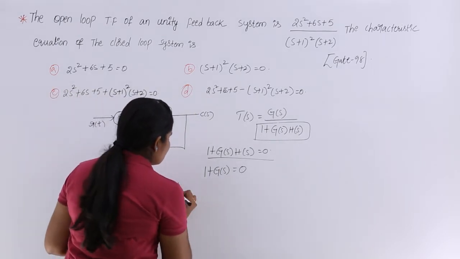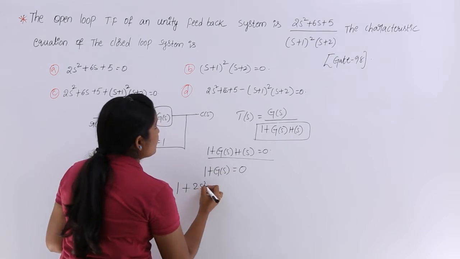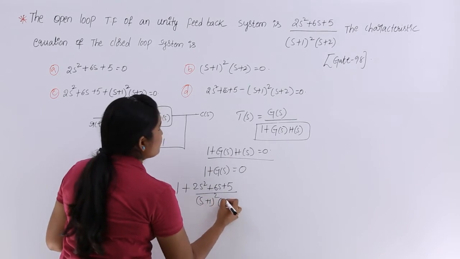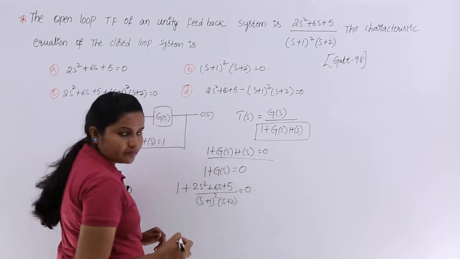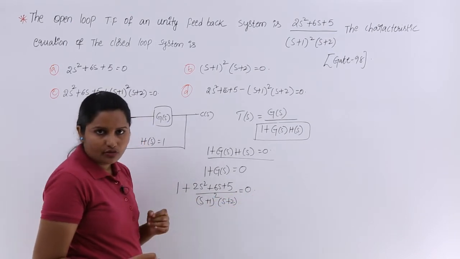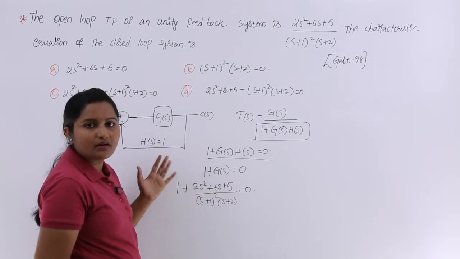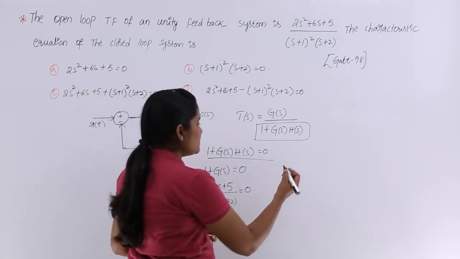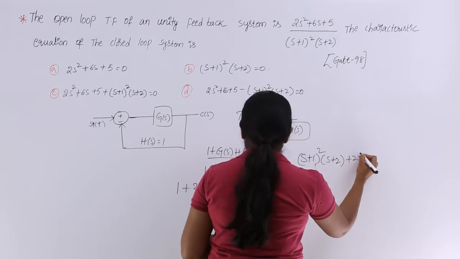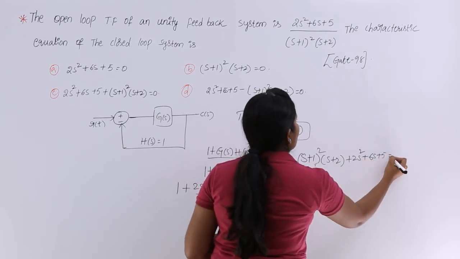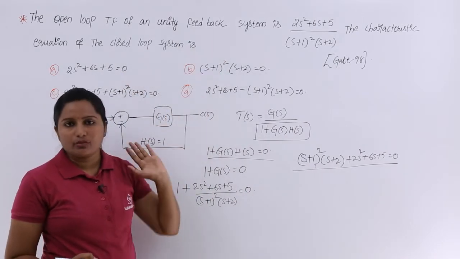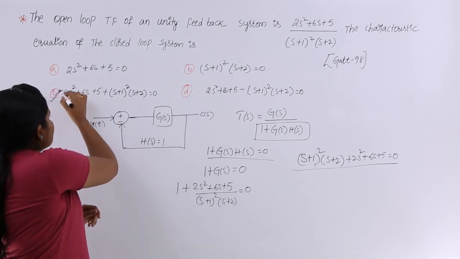Now, they gave G of S, so we just substitute it: (2s square plus 6s plus 5) divided by (s plus 1) whole square into (s plus 2) is equivalent to 0. If we cross multiply and send the denominator to 0, you are going to get the characteristic equation. That means (s plus 1) whole square into (s plus 2) plus 2s square plus 6s plus 5 equal to 0 will be the characteristic equation related to the given problem.